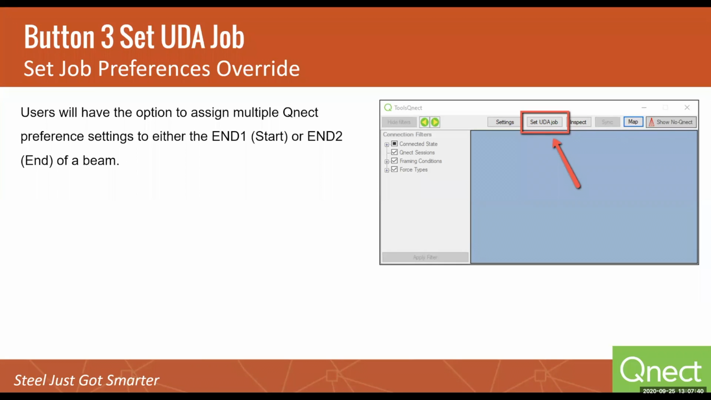All right, next we'll be getting into button 3, set UDA job. For your start and your end locations, you can actually set more than one preference that we've set up on the project. So when you run it one time, it chooses where you're going to be getting your information from.